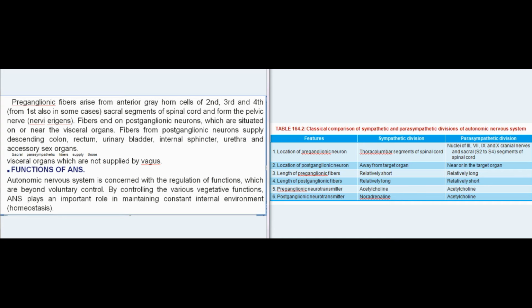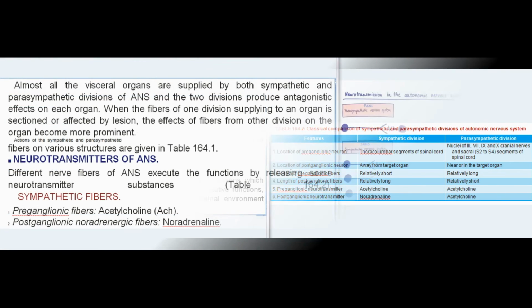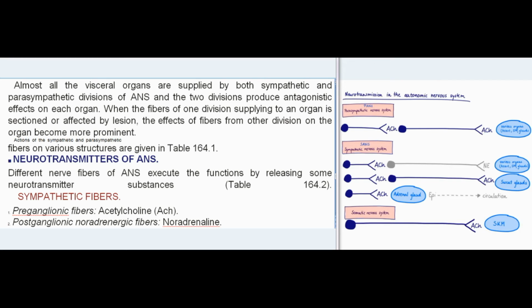Functions of ANS. The autonomic nervous system is concerned with the regulation of functions which are beyond voluntary control. By controlling the various vegetative functions, ANS plays an important role in maintaining a constant internal environment, homeostasis. Almost all the visceral organs are supplied by both sympathetic and parasympathetic divisions of ANS, and the two divisions produce antagonistic effects on each organ. When the fibers of one division supplying an organ are sectioned or affected by a lesion, the effects of fibers from the other division on the organ become more prominent. Actions of the sympathetic and parasympathetic fibers on various structures are given in Table 164.1.